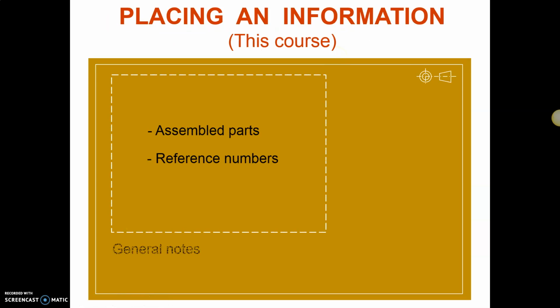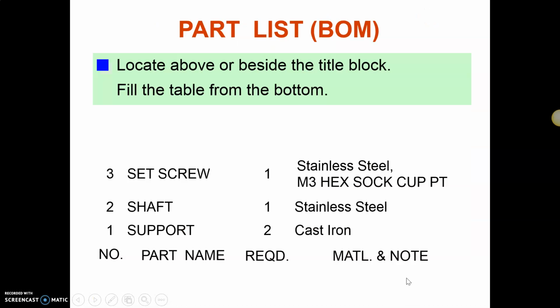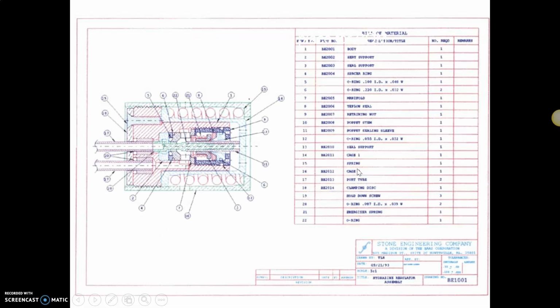Okay, in terms of the placing of the drawing, it is going to be like this, where the BOM should be on the top of the title block. And this is one of the examples of the BOM, where we can start numbering from the bottom here: number 1, 2, and 3, and the part name here, and the required part like this, and also the material. And this is another example of the general assembly drawing, including the BOM, the bill of material.